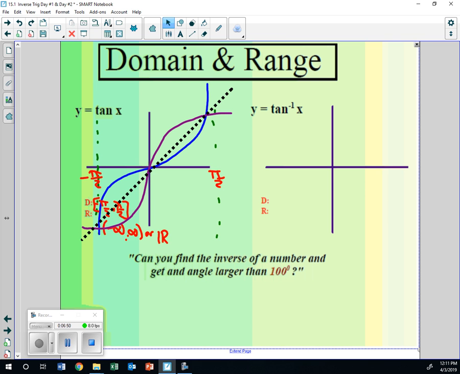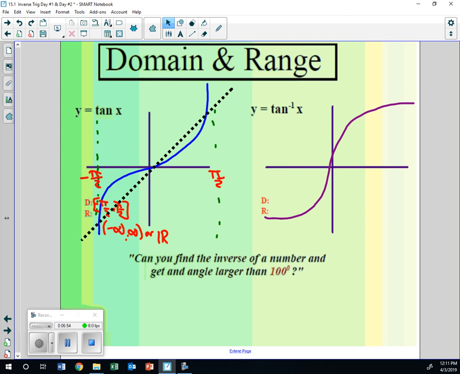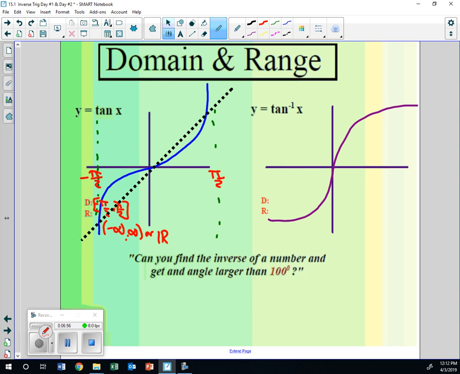And we've got ourselves an inverse. So this one, being an inverse, is interesting because you can have a domain from negative infinity to infinity, or what we would call all reals. But the range is very cool because you've got a couple asymptotes here at pi over 2 and negative pi over 2. So my range is negative pi over 2 to pi over 2, or negative 90 to 90.